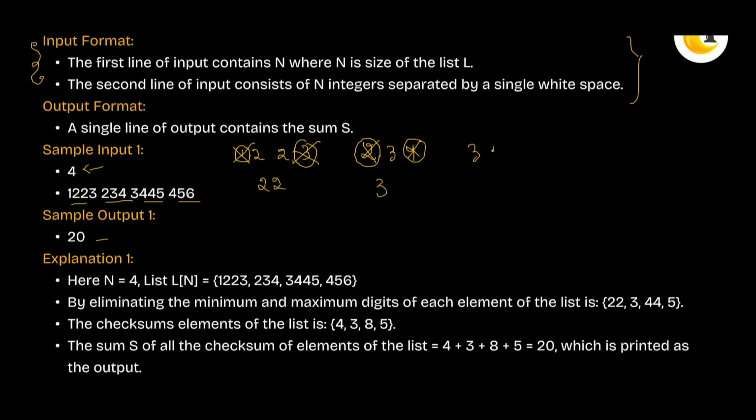The next one is 3, 4, 4, 5. What is the min? This, max, this, remove these two. What are you left with? 44. Next, it is 456. Max is this, min is this, remove these two, you're left with 5, right?